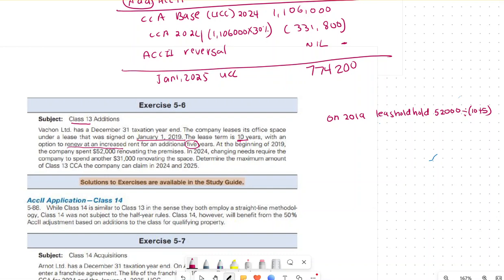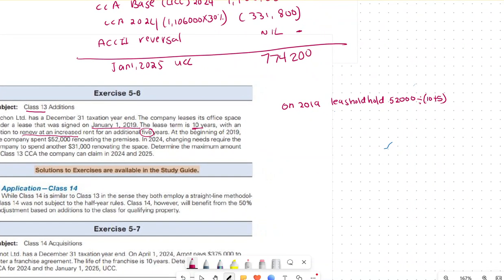We divide it by 5, and that will tell me what my CCA will be on the lease that was acquired or signed in 2019. So that will be your 3467.